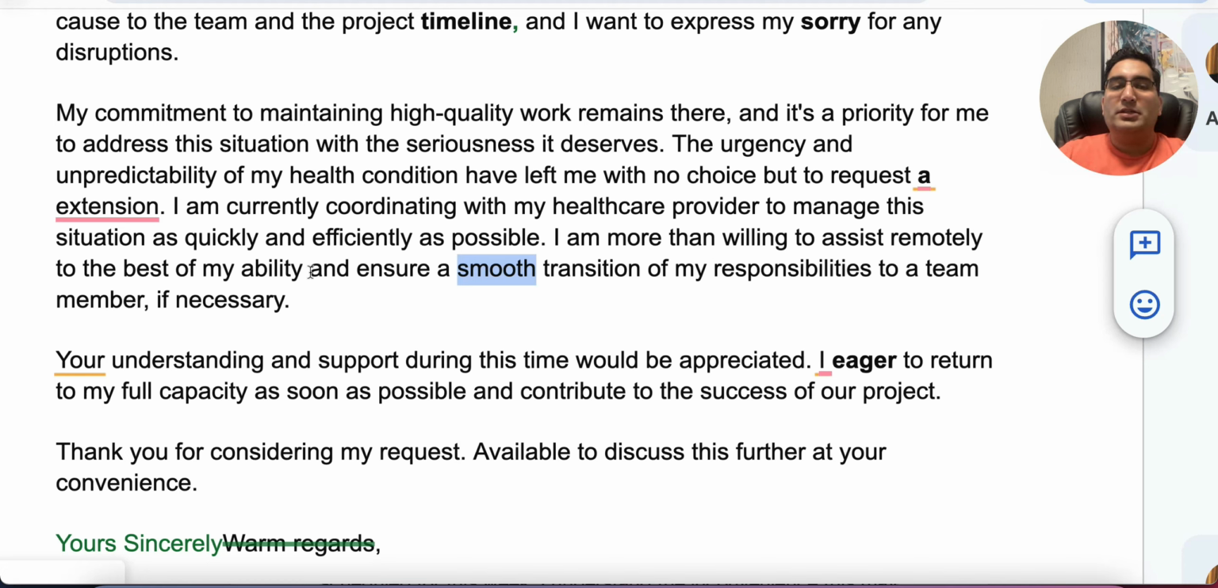And "to the best of my ability, and ensure a smooth transition of my responsibilities to a team member if necessary." So you can add small clauses after commas like this if you have additional points, and that also will give you more marks because it is added information after a comma, making it a super complex sentence. And it is already complex because you have "and," so it's a compound sentence already, and then you make it super compound or super complex, which is a good thing as long as you express it nicely.